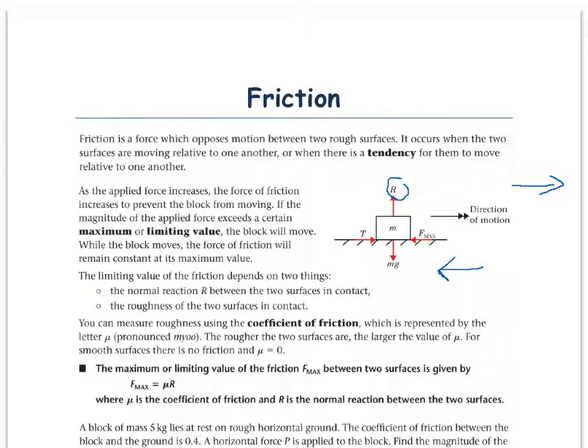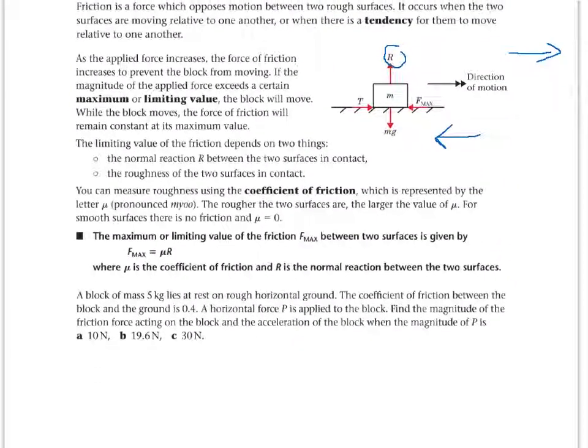You can measure roughness using the coefficient of friction, which is represented by the letter mu. The rougher the two surfaces are, the larger the value of mu. For smooth surfaces, there is no friction and mu is 0. So remember, you must read the question. If it says smooth surface, you can ignore the force of friction.